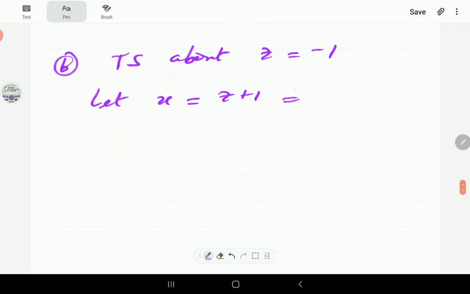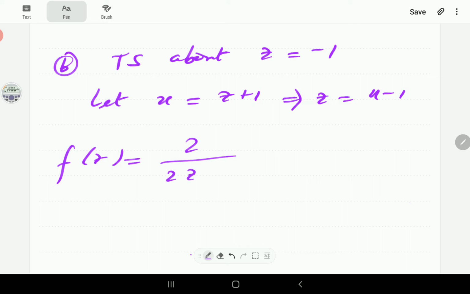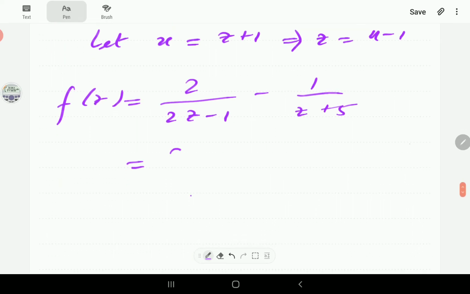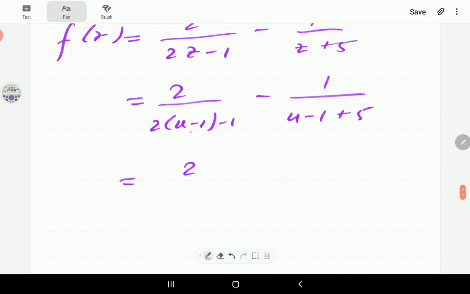So from here it means that z is u minus 1, and so if we write f of z in terms of u, 2z minus 1 here, z plus 5, so this thing is going to be 2 over u minus 1, take away 1 over u minus 1 plus 5. So this is going to be 2 over 2u minus 3. This is going to be u plus 4. And then we just want to do the Taylor series of this about u equal to 0.